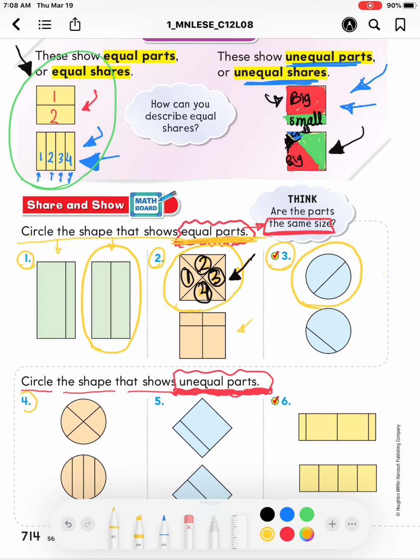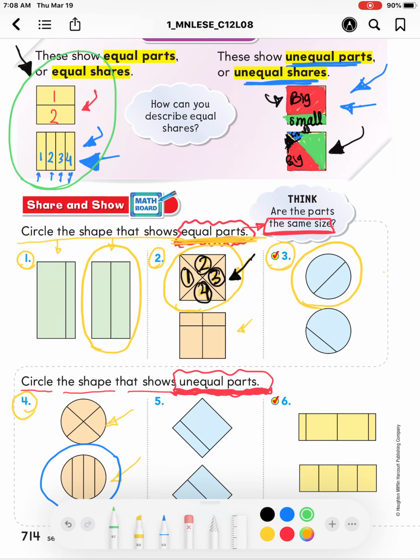Now let's start with question number 4. Which circle shows unequal parts? Is it the first one, the upper one, or the bottom circle? Which one? Good job, boys and girls. Of course, this one. Someone can tell me why are those unequal parts?